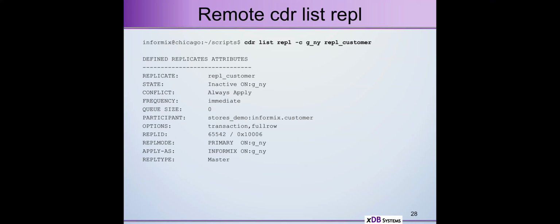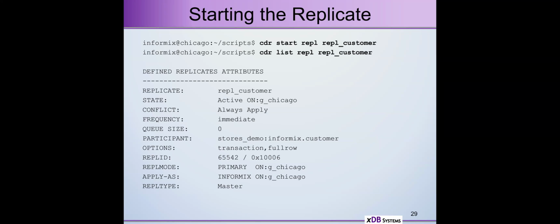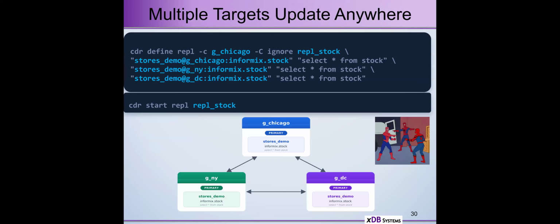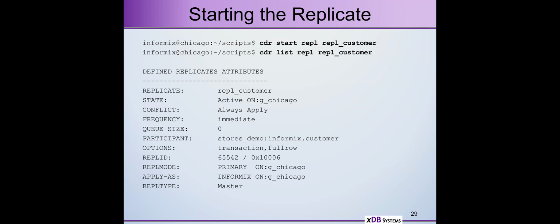In the same token, then we can run it with dash C to tell it to look from the New York side, and it'll just show you the New York version of this. So we can just start it with CDR start REPL and then the REPL name. And then if we list it again, you'll see the state is active now. So now it is up and running. Again, once you have the system together, it's pretty easy. Just make sure that it is maintainable with names and such.